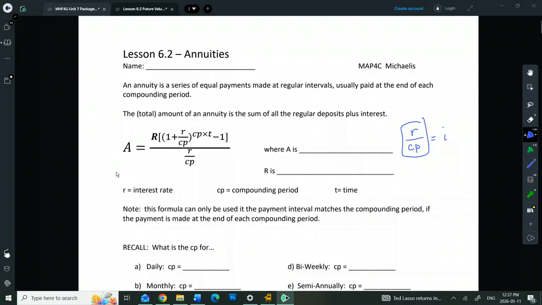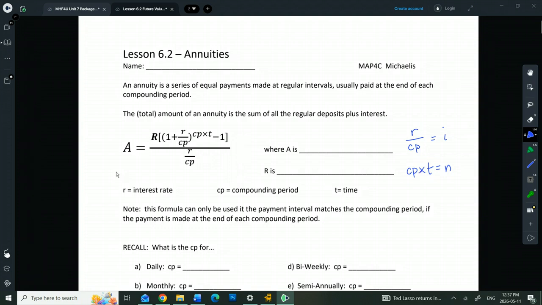So for an easy example, if I make 12% per year, but we compound monthly, I'm making 1% each of those months, not 12% every single one of those months. So you take that 12% and divide it by 12 equal compounds. And then CP times T is often represented by N.